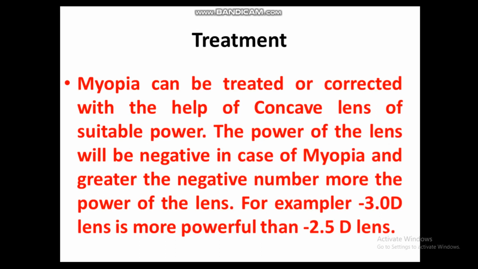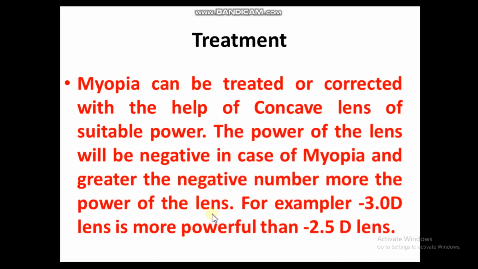So the power of the lens will be negative in case of myopia. So in case of myopia we use a concave lens, and the power of this lens will be negative. So we have often heard that he is using a -1 lens, -2 lens or -3. So that minus means the lens he is using is concave in nature. So the greater the negative number, the more the power of the lens.